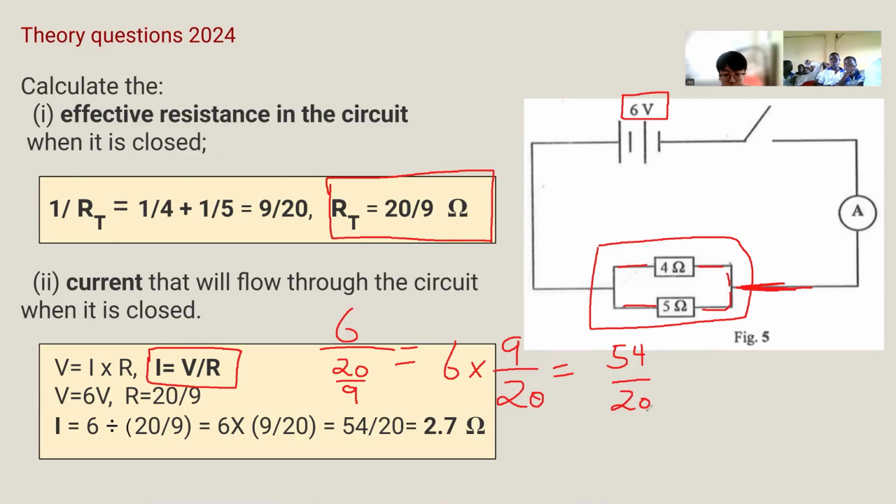And what is 54 over 20? It is 2.7. So I think you know how to solve this, but if we have fractions of resistance like this, you should know that dividing by a fraction is the same as multiplying by the reciprocal. So it's like this. So does everyone know how to solve this problem?